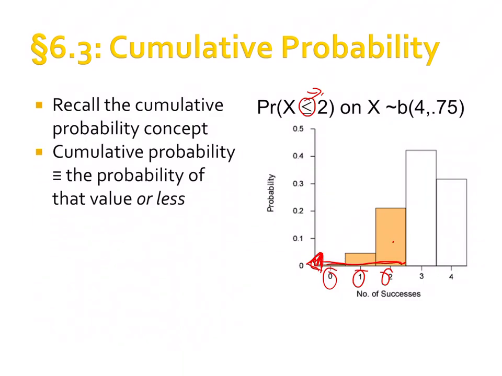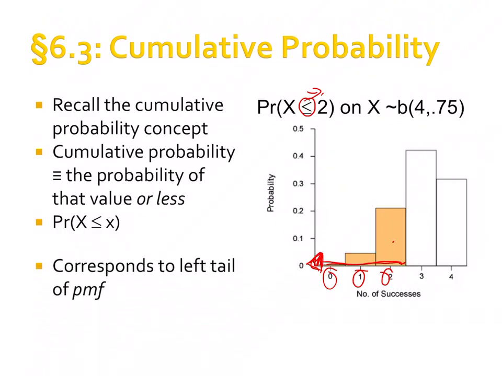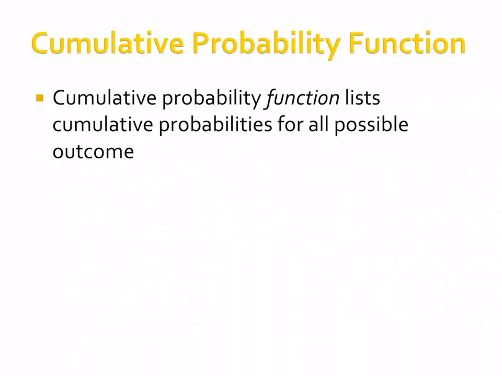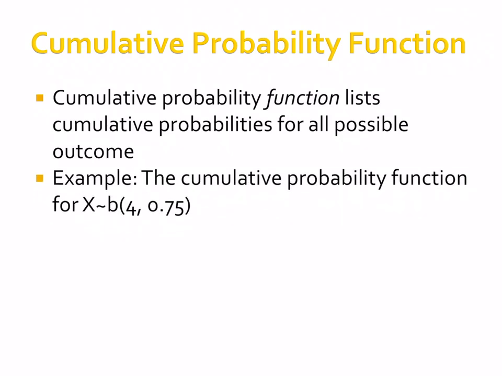The cumulative probability is the probability of that value or less. The probability of x less than a value corresponds to the left of the tail. Cumulative probability function: the cumulative probability function lists cumulative probabilities for all possible outcomes. Remember the example of the cumulative probability function for our x distributed as binomial with n of 4, probability of 0.75.